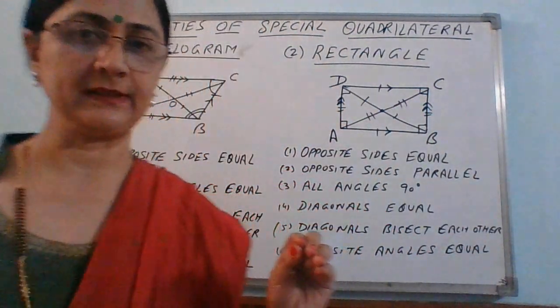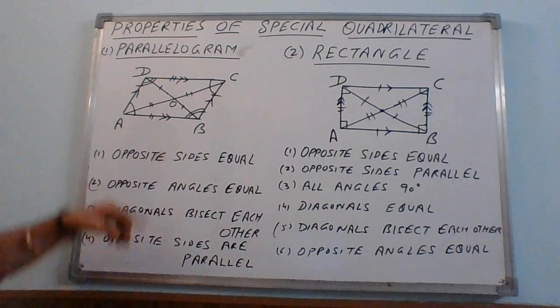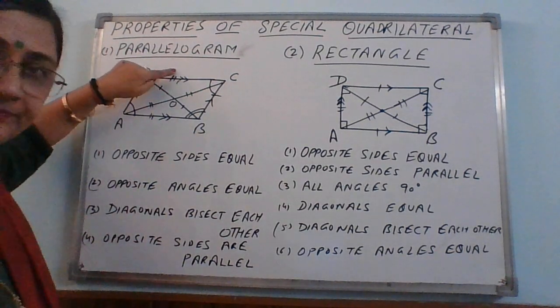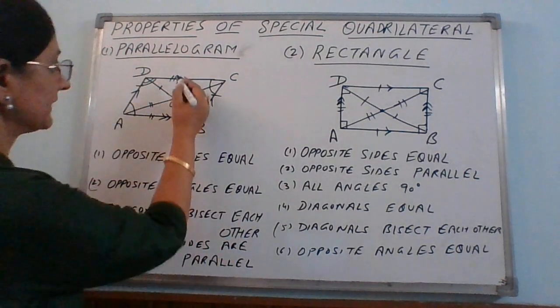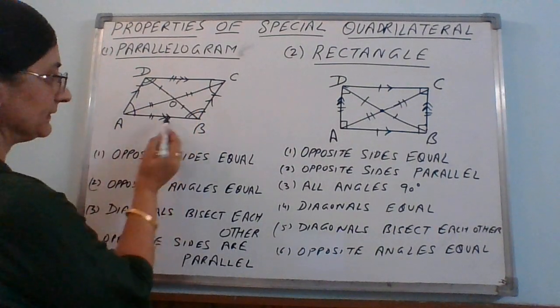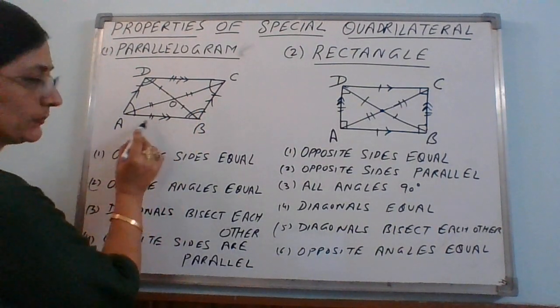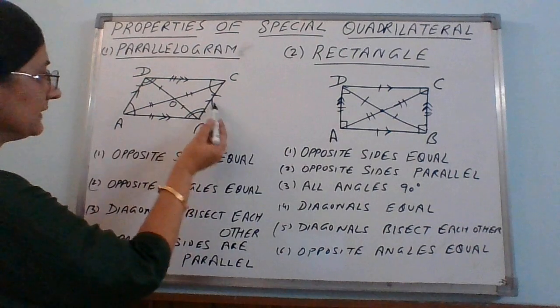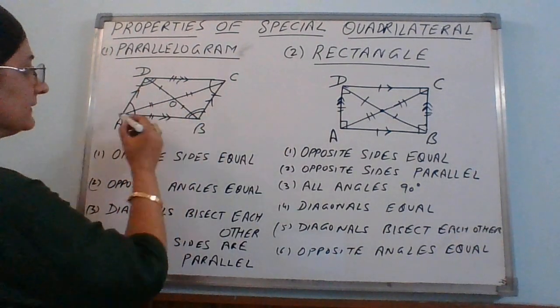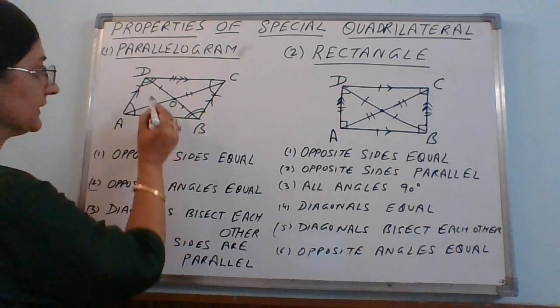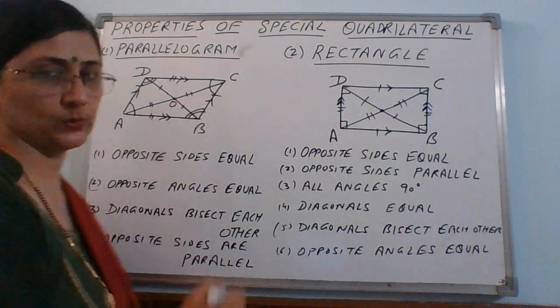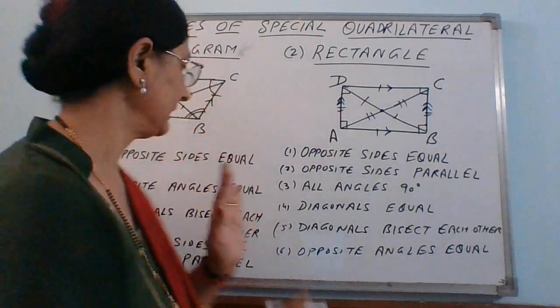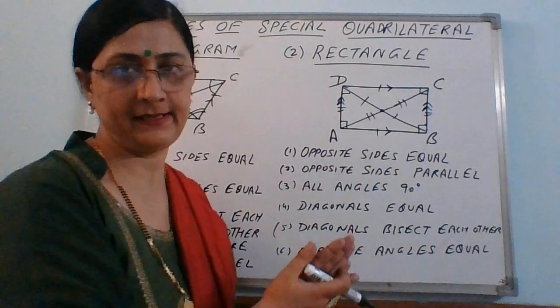So these are the 2 figures. I'll explain once again. Opposite sides equal, right children? Opposite sides are equal. Opposite sides are parallel. This is the symbol of parallel. This is the symbol of equal. Opposite sides equal and parallel. Diagonals bisect, half of portion में divide करता है. Opposite angles equal. ये 4 properties हो गई, right? ये चारों properties rectangle में हैं, ठीक है.